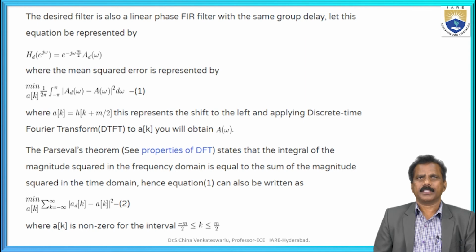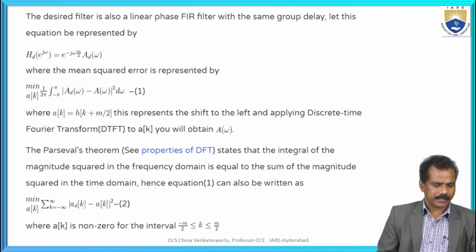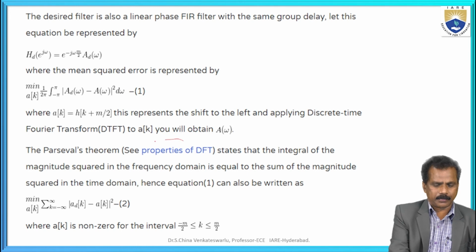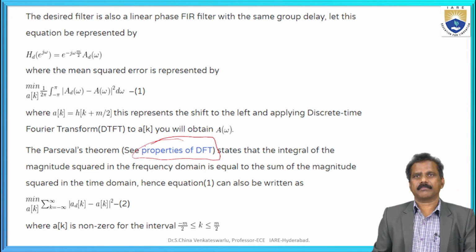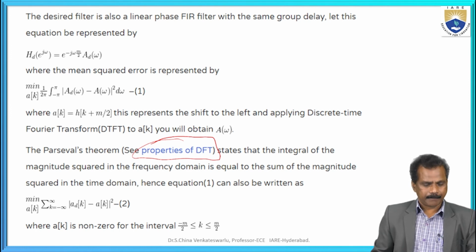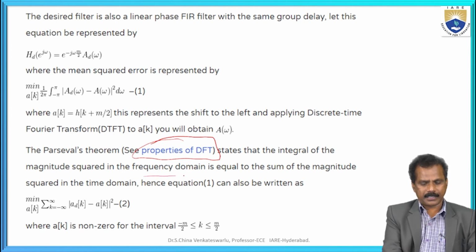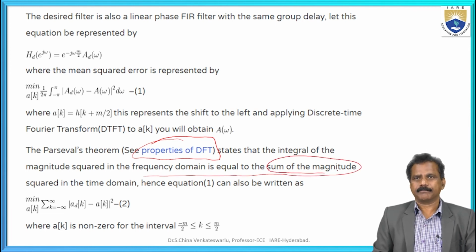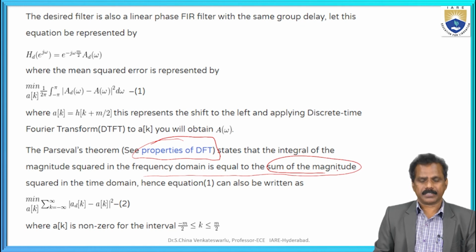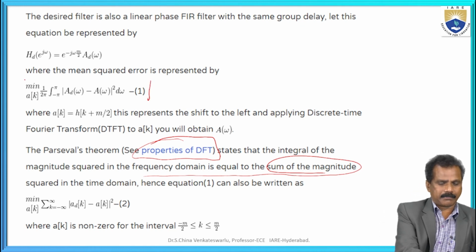The same group delay, let this equation be represented where the mean square error is represented by this value. Here we require Parseval's theorem. From the properties of the discrete Fourier transform, we have seen that the integral of the magnitude squared in the frequency domain is equal to the sum of the magnitude squared in the time domain. Hence this particular equation, equation 1.